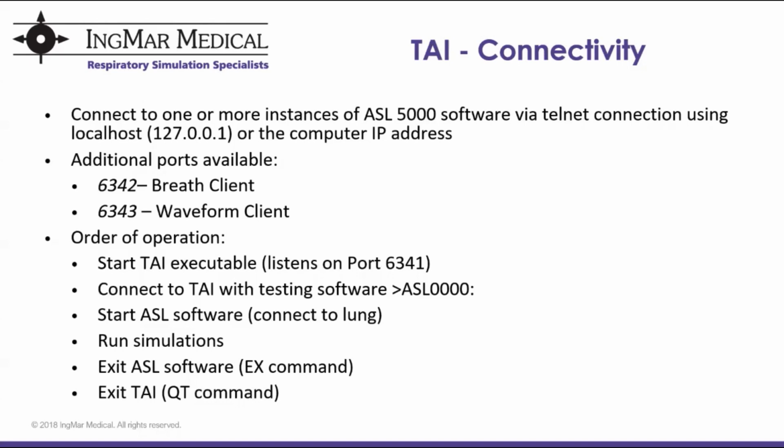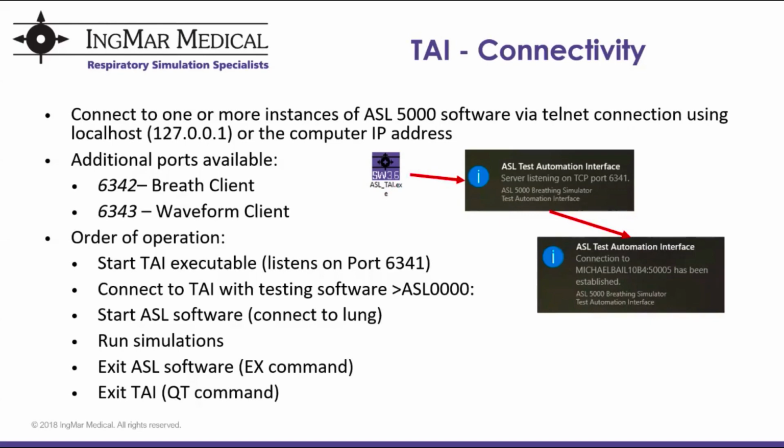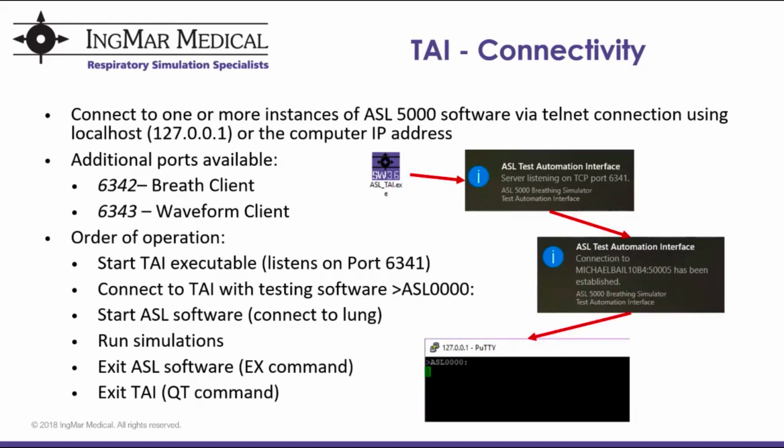Let's take a look at the order of operations. Because this TAI is a standalone program, it is necessary to start the TAI executable before running the client application. When the TAI executable is started, you will typically see a message from the taskbar indicating that the TAI is listening on port 6341. When the connection between the TAI server and the client application is established, the TAI server provides the client with an input prompt that's equivalent to ASL 0000.